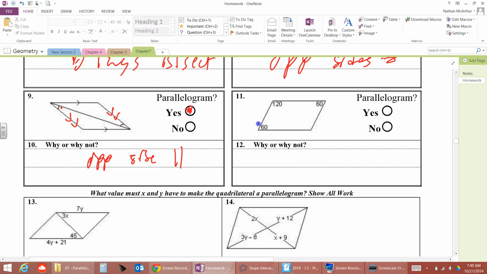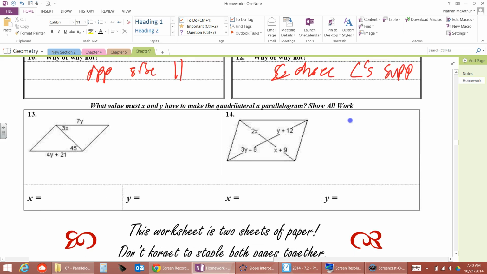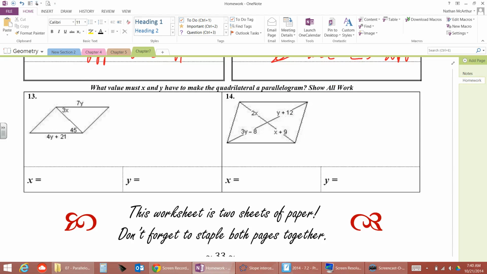All right, now here I've got consecutive angles are supplementary, so I say yes. Consec angles sup. There you go. 13. Ooh, interesting. So now it says, what must the value of x be to make it a parallelogram? So now, in order to solve this, I've got to say this is a parallelogram. I need the opposite sides to be congruent.